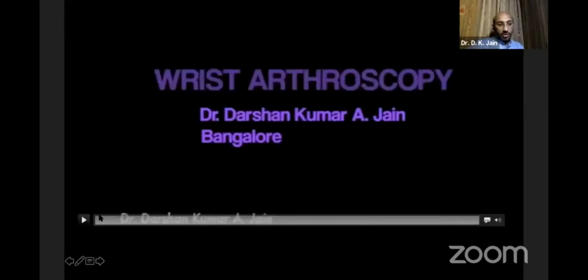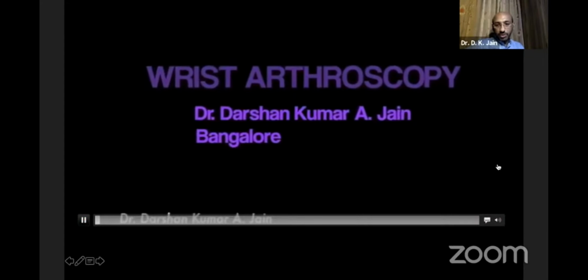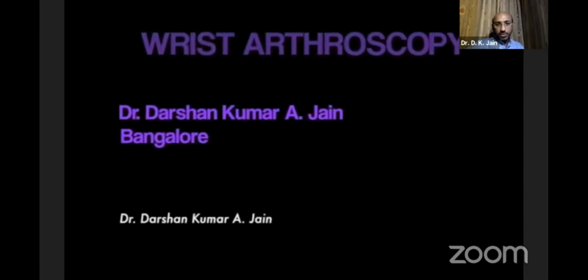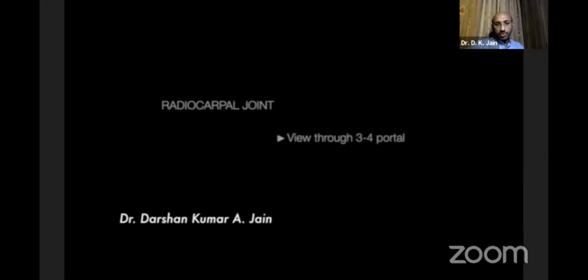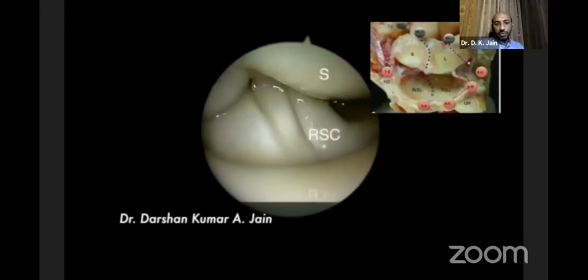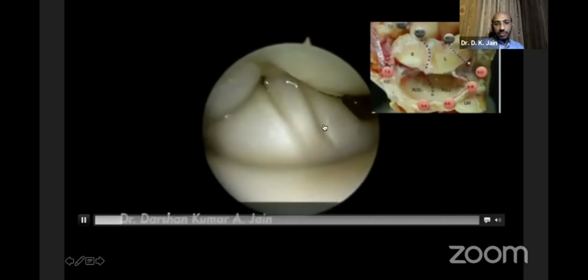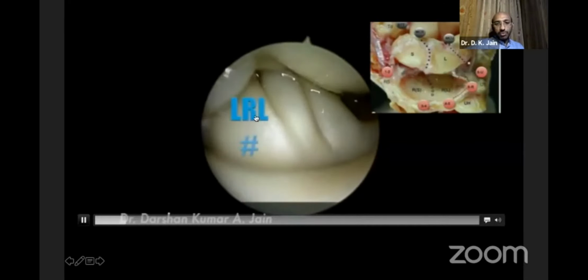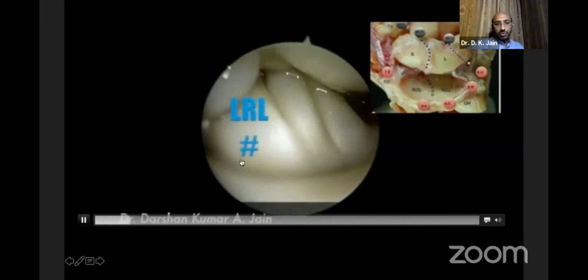So this is a small video on the diagnostic round of the wrist arthroscopy, which I'll show you. Basically, this is the radiocarpal joint which you're going to see, and it is a view through the 3-4 portal, and this is a diagnostic round. You're viewing through the 3-4 portal. That's the radioscaphocapitate ligament. That's the scaphoid. This is the long radial lunate ligament. You go towards the ulnar side.